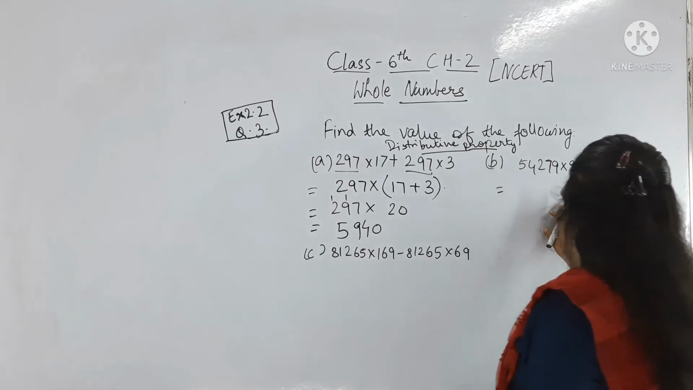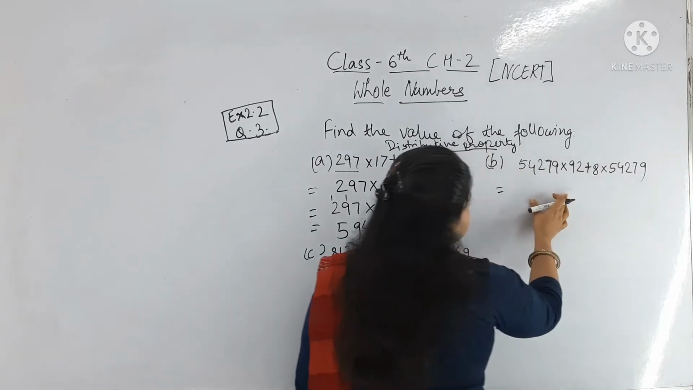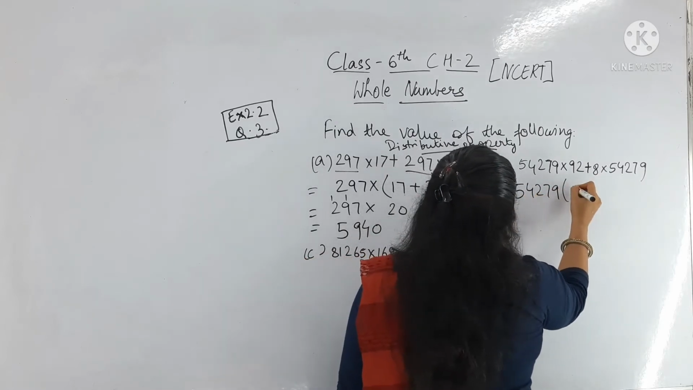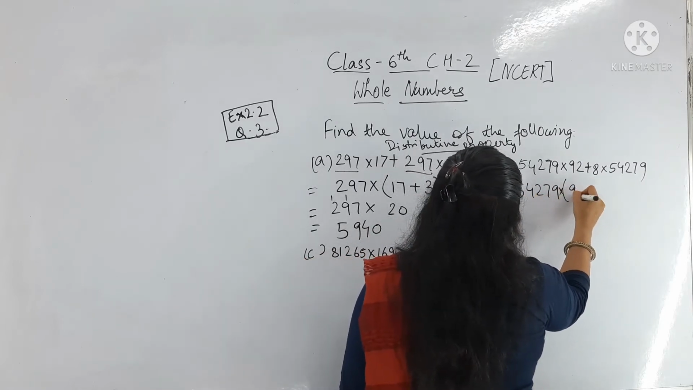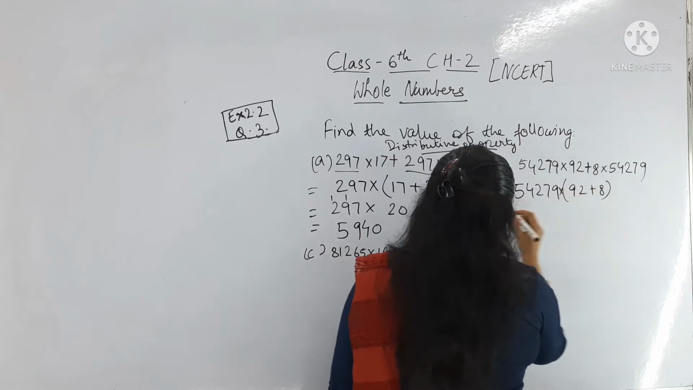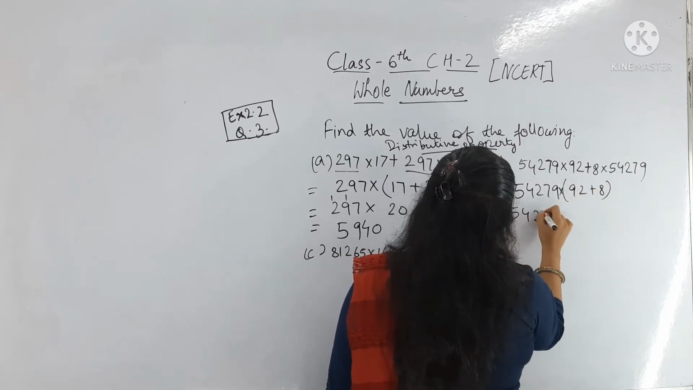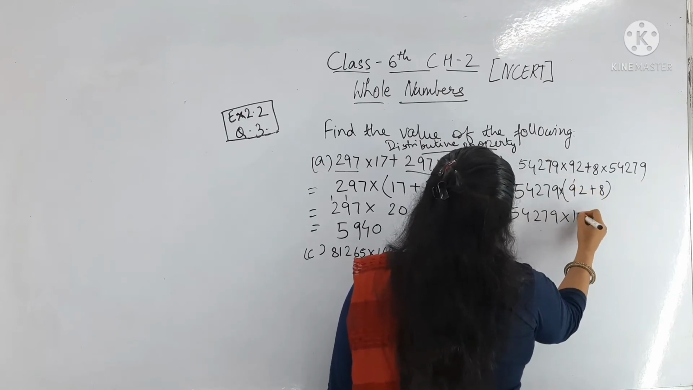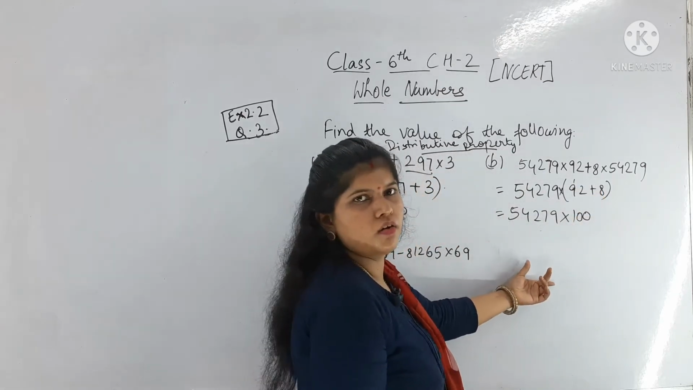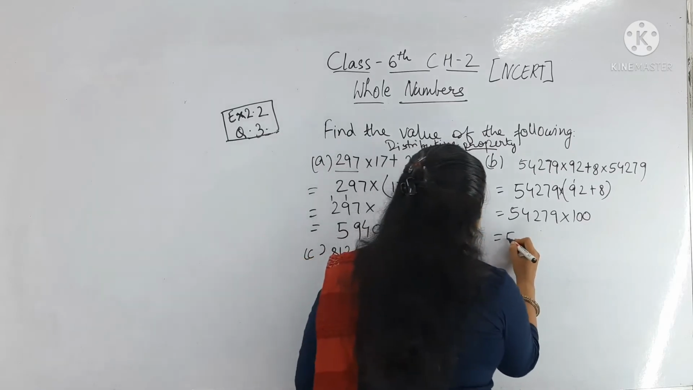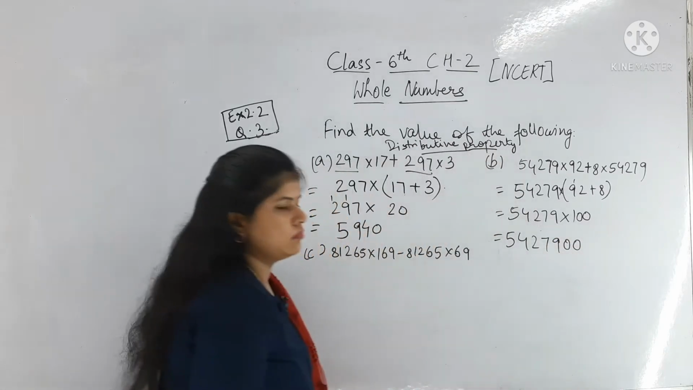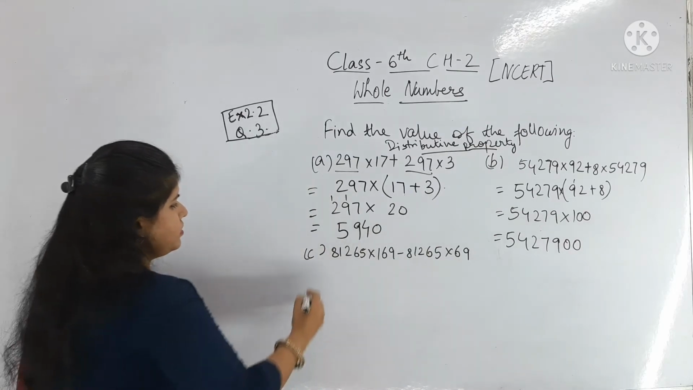Here you can see that 54279 is common, into 92 plus 8. So I am getting 54279 into 100. 8 plus 2 is 10, 9 plus 1 is 10. It is so simple. You have to write 5427900.